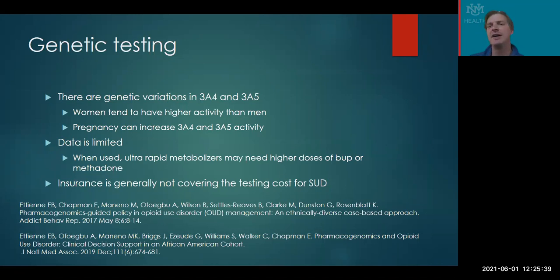2D6, if you're going to need to be on codeine, for example, it's helpful to know what that is, because if you have very little 2D6 activity, codeine gets metabolized into norcodeine, which is an inactive metabolite, and you have really no activity. People who are ultra rapid metabolizers can convert codeine to morphine fairly quickly, and this can lead to clinical problems, especially in breastfeeding.